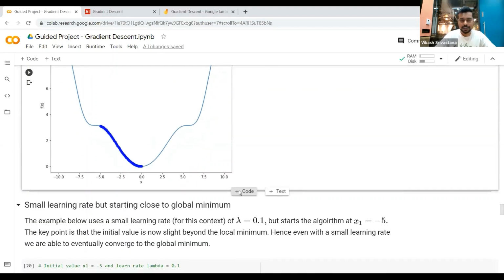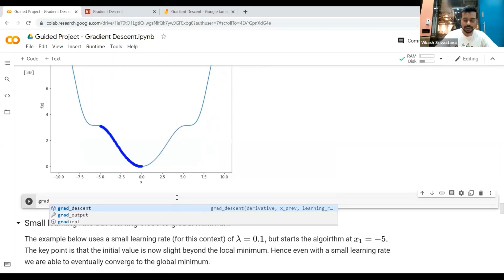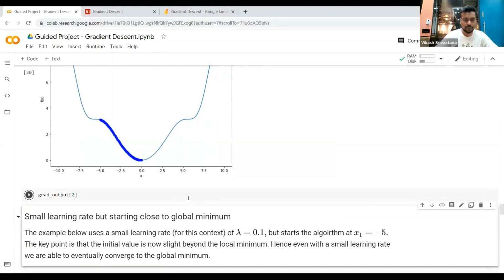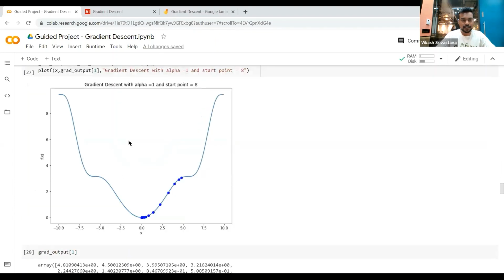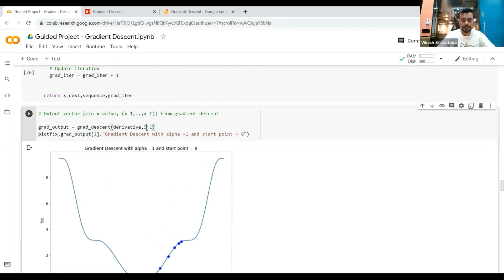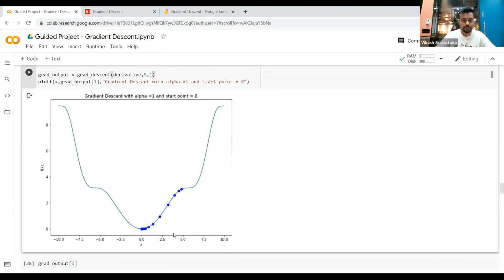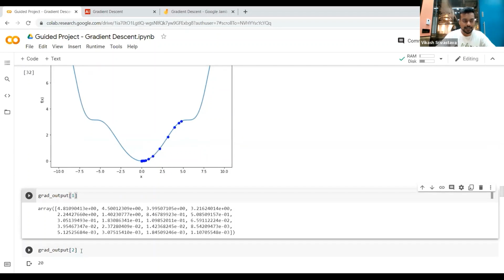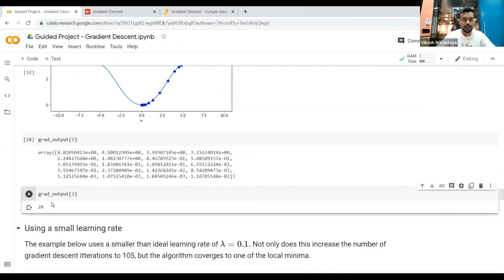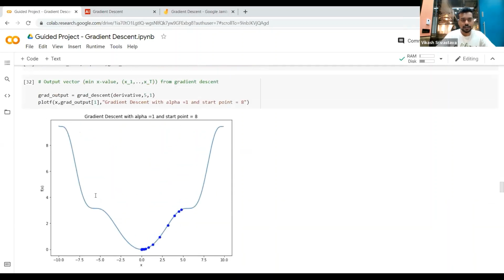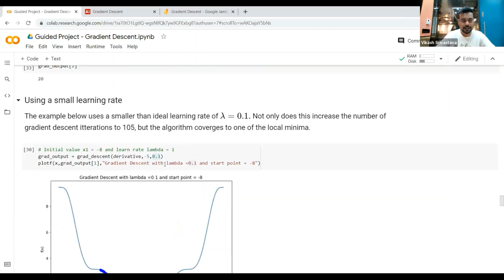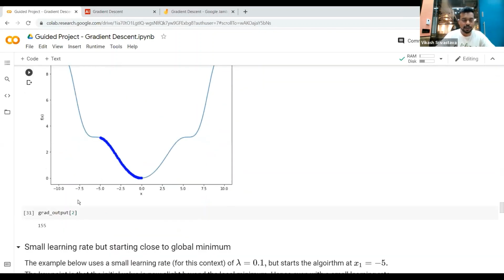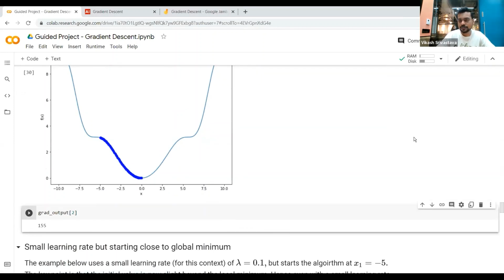Now let's see the output. So grad output is there. How many iterations did we take using the learning rate 0.1? 155 iterations. Earlier, in this particular case, if I started at 5, grad output 2 will be 20. So we're only taking 20 iterations to descend from a particular point to the minimum. But in the case of a small learning rate, we are taking a large number of iterations.